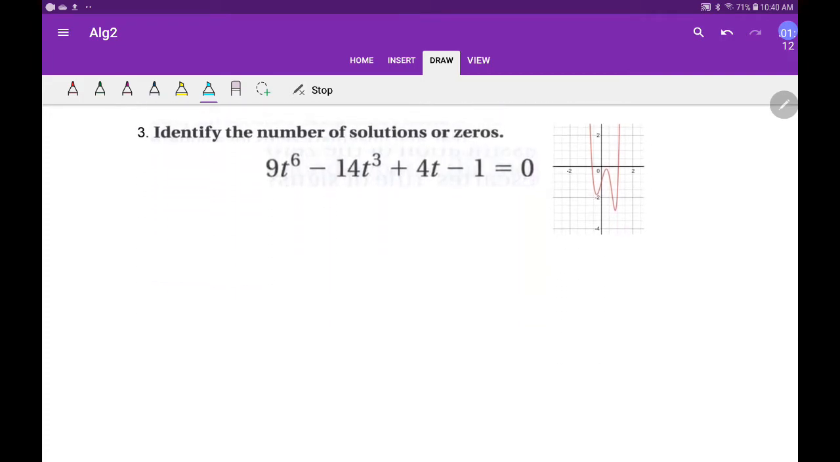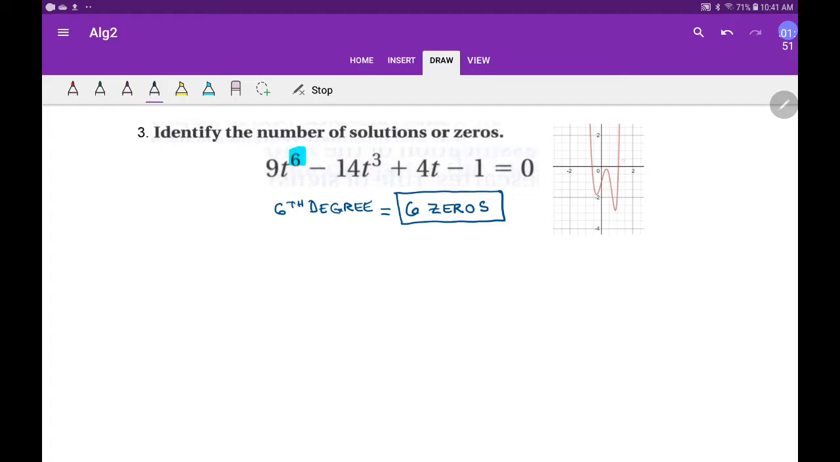So let's see what we have here. Identify the number of solutions or zero. So right away I say, I've got sixth degree, okay? That's the highest degree I can see. I see 3 here, and I see 1, and I see t to the 0. And those don't count because they're not the biggest. So it's the 6th degree, so that means that there's 6 zeros, or 6 solutions. So that's the simple answer, but we're going to go on and try to find the number of solutions.